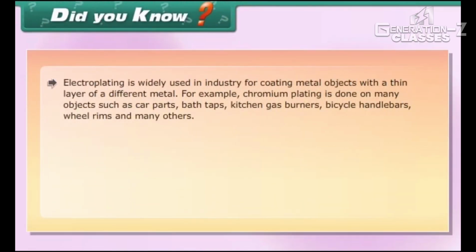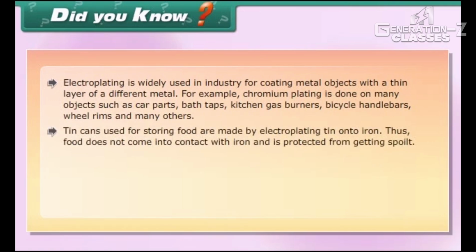Electroplating is widely used in industry for coating metal objects with a thin layer of a different metal. For example, chromium plating is done on many objects such as car parts, bath taps, kitchen gas burners, bicycle handlebars, wheel rims, and many others. Tin cans used for storing food are made by electroplating tin onto iron. Thus, food does not come into contact with iron and is protected from getting spoiled.